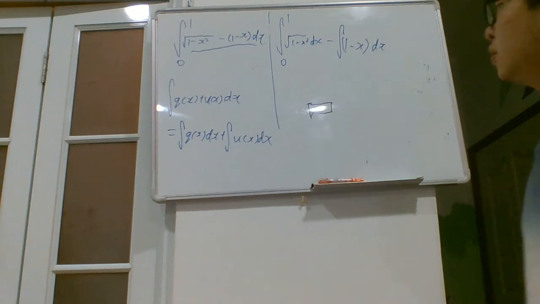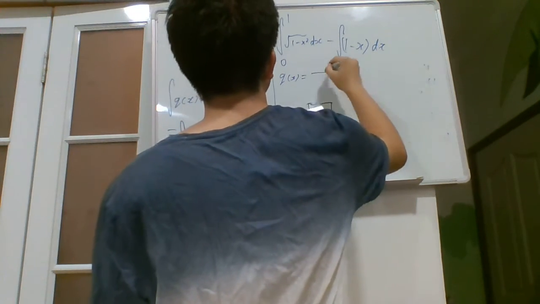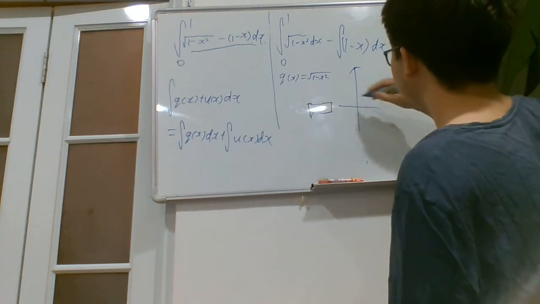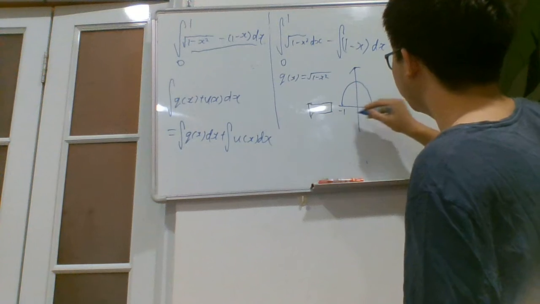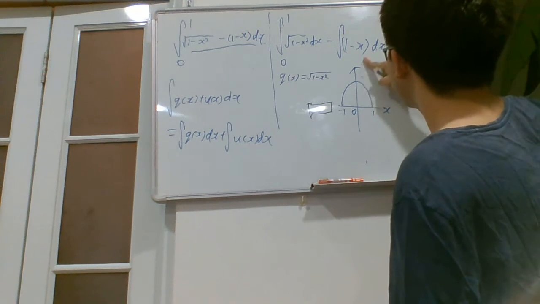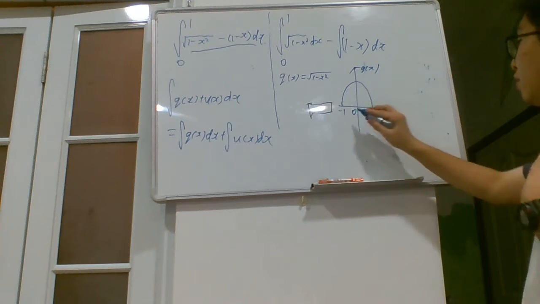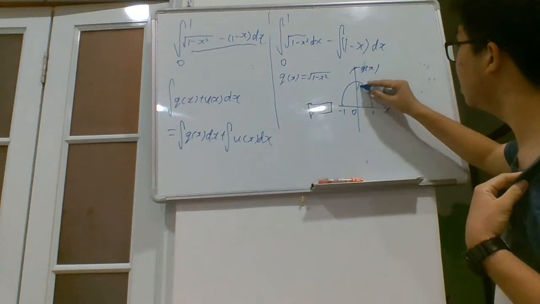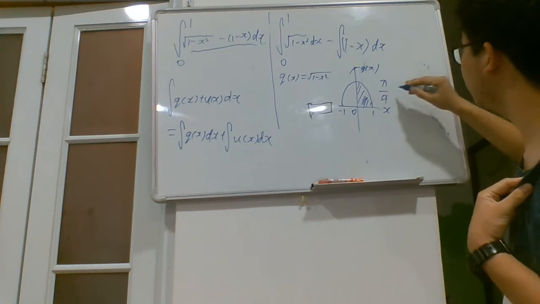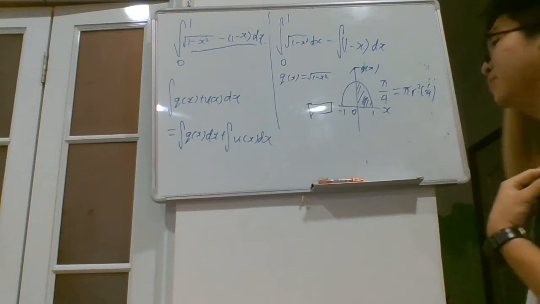We plot it out. So by letting g(x) equal to this thing, we realize that this graph is actually a semicircle from -1 to 1. And you will realize that from 0 to 1 of this semicircle, it will be pi over 4 because of the formula pi r squared times 1/4, since it's a quadrant.